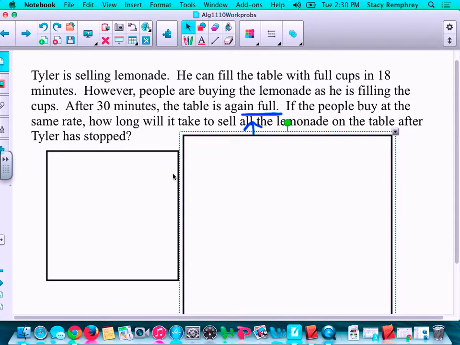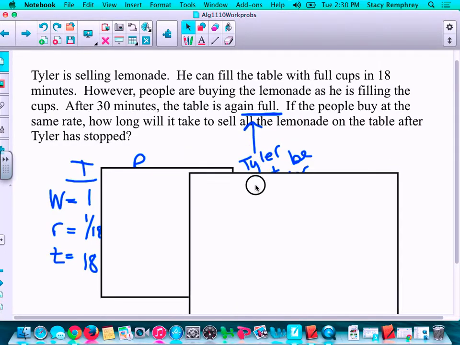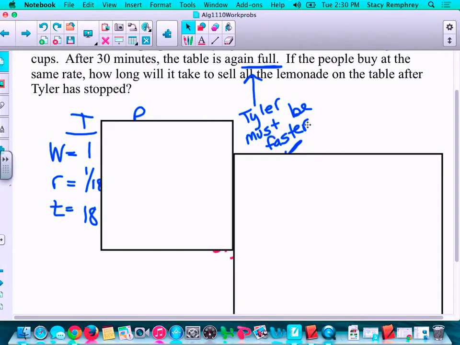All right, for the last one, Tyler's selling lemonade. So he's putting cups on the table. People are coming by, and they're taking them off. We know how long it takes him by himself. So that's where this is coming in, okay? I also want you to note before you push pause and try this, that look, after 30 minutes, the table is full again. When both are happening at the same time, what is the result? The table fills. So that means Tyler must be faster. So Tyler's rate must be faster, and therefore, in this subtraction of rates, put Tyler's rate first.